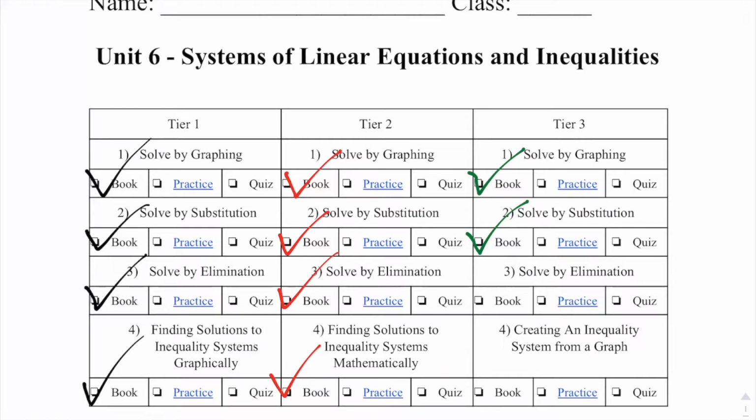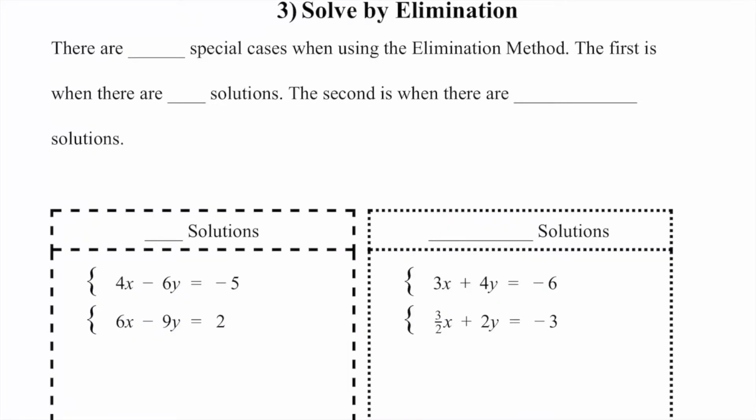Hello Algebra 1 students, here we are in Unit 6, Tier 3, Lesson 3, Solved by Elimination. Let's check off our booklets. Here we are in Lesson 3 of Tier 3, Solved by Elimination.